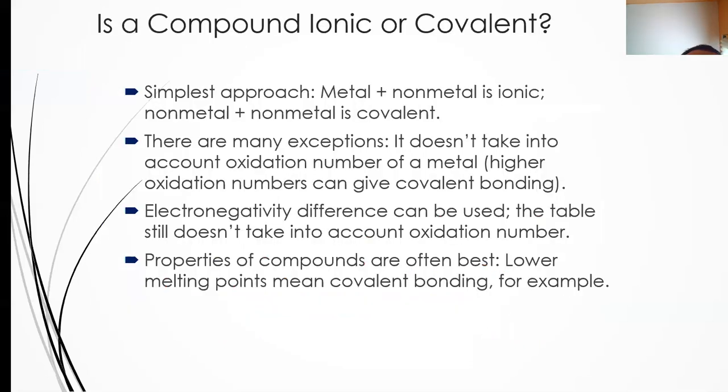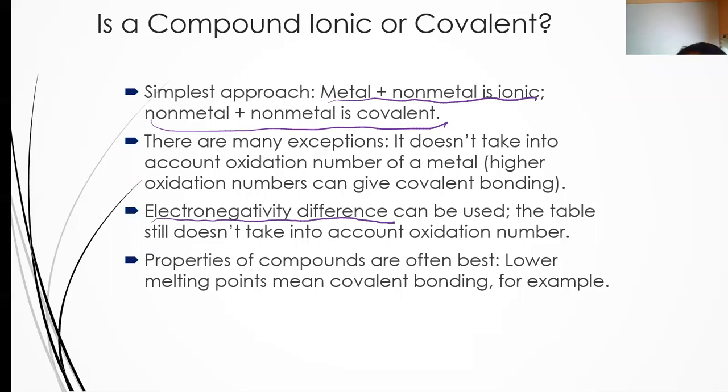So when you're trying to go through, your simplest approach is remember that a metal and a non-metal is ionic. A non-metal and a non-metal is covalent. Metals and metals are going to be metallic. Now, there are a lot of different exceptions to that, and so you do want to be paying attention to that. And so one of the things to go back to is your electronegativity differences.